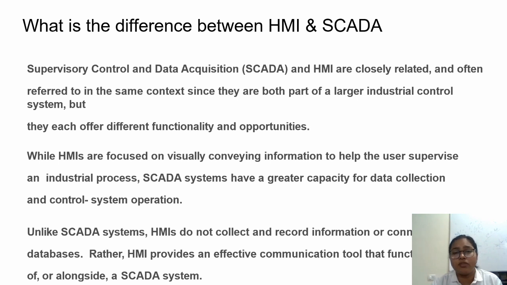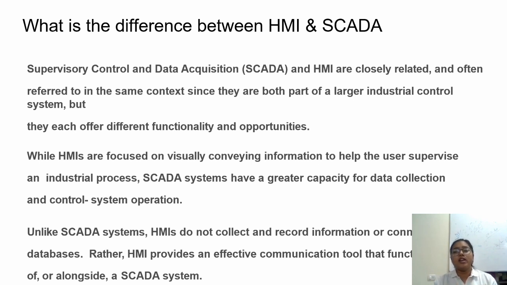While HMIs are focused on visually conveying information to help the user supervise an industrial process, SCADA systems have a greater capacity for data collection and control system operation. Unlike SCADA systems, HMIs do not collect and record information or connect databases. Rather, HMI provides an effective communication tool that functions as part of or alongside a SCADA system.